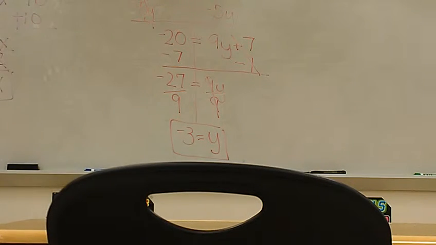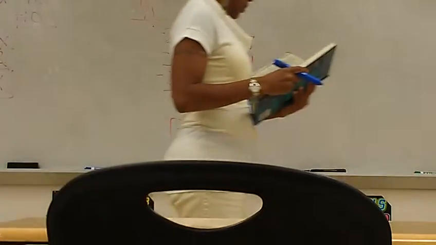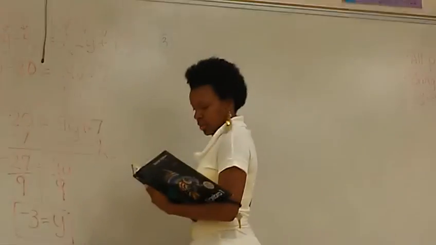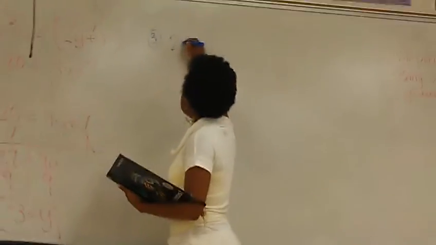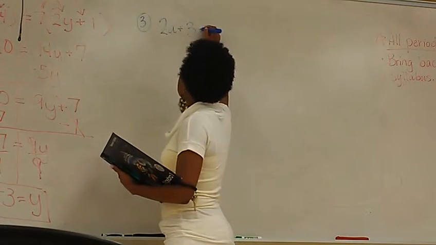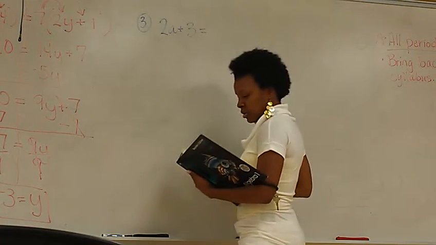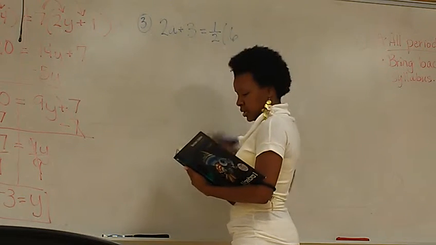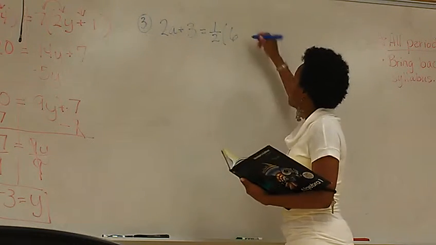Let's see what they got here. Oh boy. Whew. Okay, number 3. And this is probably the hardest one. 2a plus 3 equals 1/2 6 plus 4a.